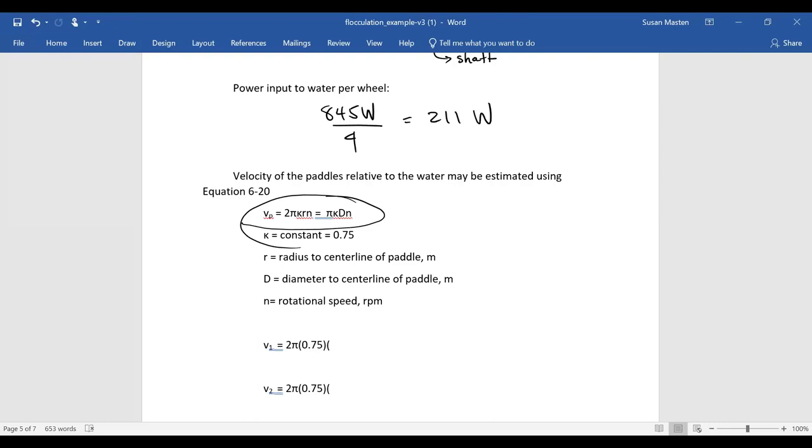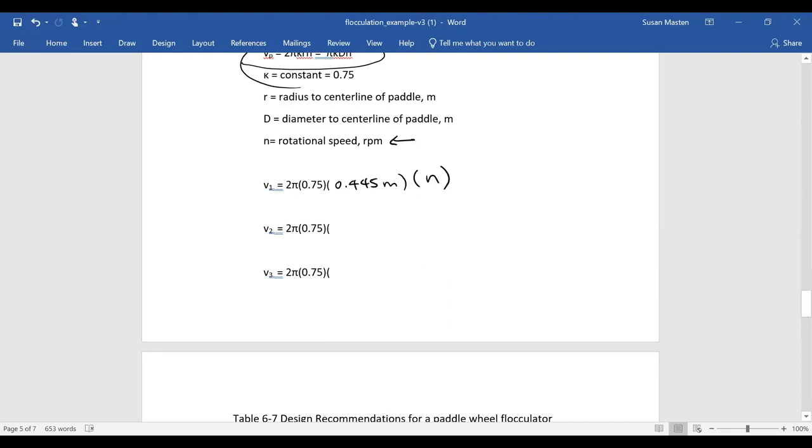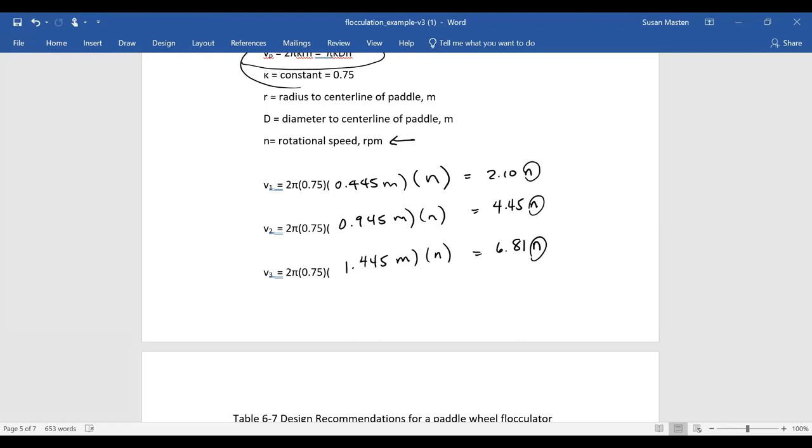We have the radius to the center line of the paddles, that's what we calculated. D is the diameter to the center line of the paddle, so we can either do it in radius or diameter. And then we have the rotational speed. What we don't know is the rotational speed, N. This is what we're looking for. I don't know N, so I'm writing my velocities in terms of N.